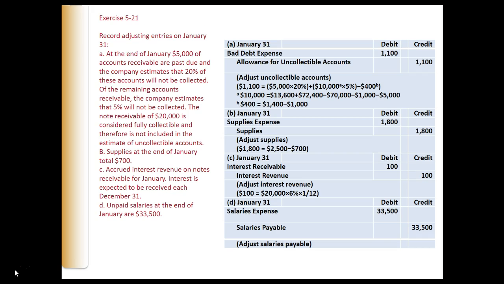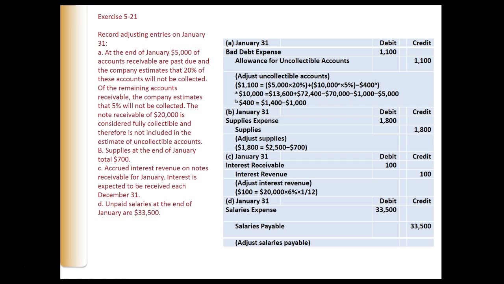As you see here, we take a bad debt expense and we credit our allowance for uncollectibles. Now we're doing that based on the $5,000 accounts receivable that are past due. And the first journal entry involves gathering a lot of the information that was given to us in the problem. So the adjustment for the uncollectible account would be a debit to bad debt expense for $1,100, a credit to the allowance for uncollectible accounts.